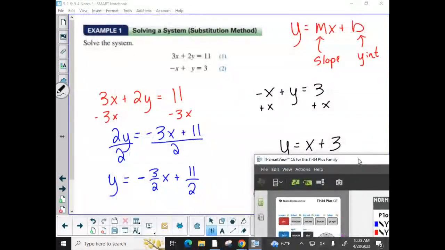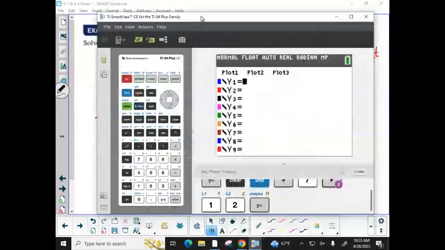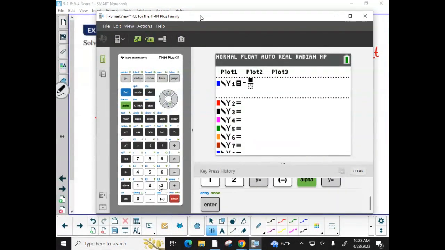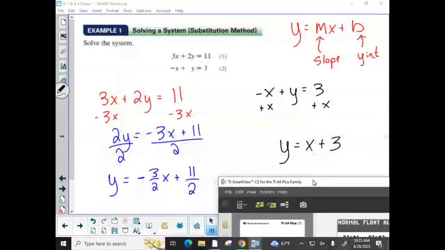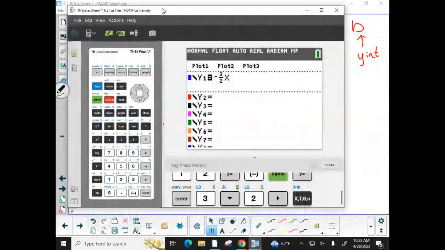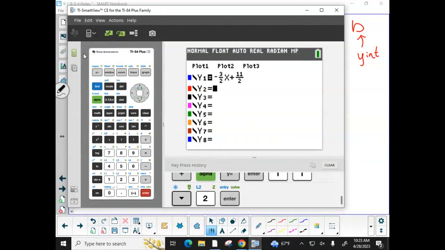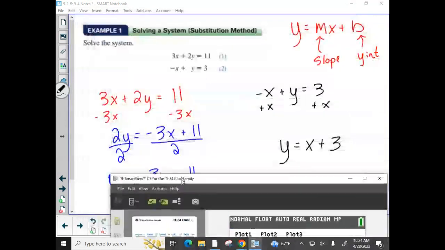And now I graph negative 3/2 x plus 11 halves. So negative, I'm going to do this: alpha, y equals, enter to get this fraction bar and put 3 over 2 and then x, right? I want it to look exactly how my equation looks. 3 over 2x plus, and then I'm going to do alpha, y equals, enter, 11 over 2. I would recommend you get familiar with that. Don't use parentheses with the division sign. Use that alpha, y equals, enter.